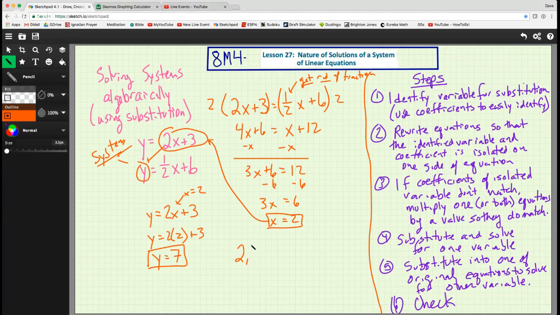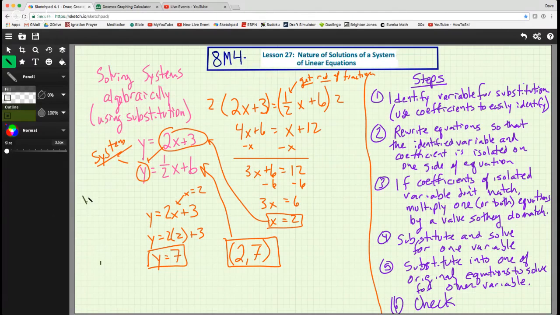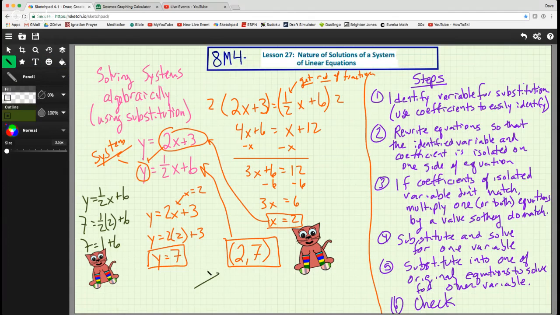And what we can do just to check it is we go to the other equation that we didn't substitute in, and we can check. And I'll do my check step in green here. So y equals 1/2 x plus 6. So does 7 equal 1/2 of 2, my x, plus 6? So does 7 equal 1 plus 6? And the answer is yes. So what do we lay down? We lay down a happy cat. So our answer, 2, 7, yay, happy cat.